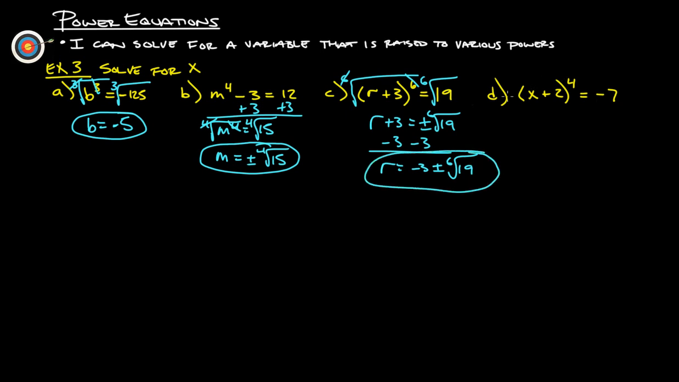Okay? And then this one here, to get rid of the fourth power, we take the fourth root. Right? So we get x plus 2 over here. And then we also have to take the fourth root of our negative 7. Now, we can't take the even root of a negative number, because we can't multiply a number an even number of times by itself to get a negative number unless it's imaginary. So as soon as we get an even root and we get a negative under there, then we know that there are no real solutions.